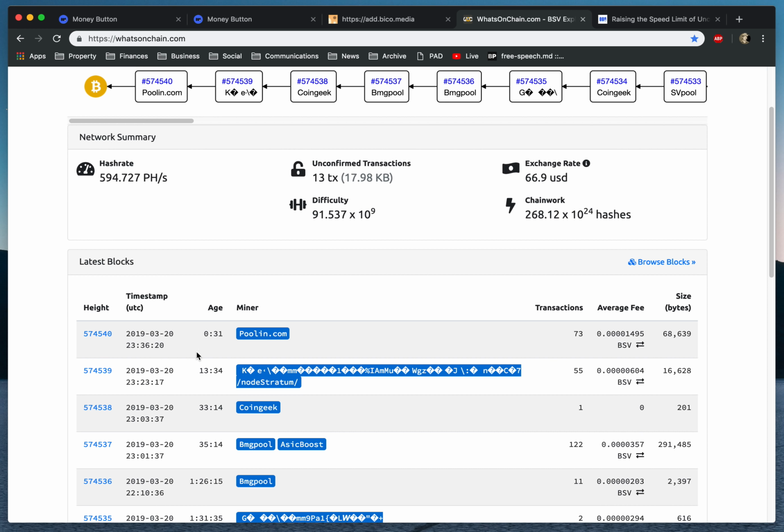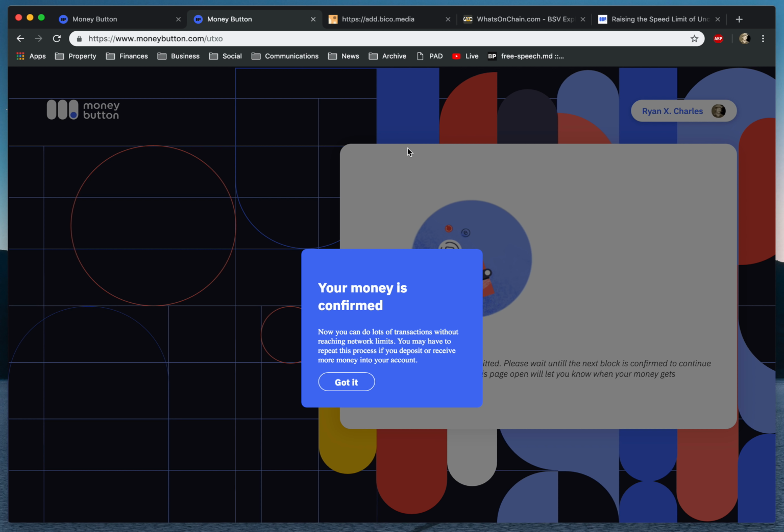Okay, wait. I think we might have just gotten lucky. It says there was a block 30 seconds ago. So if we're lucky here, okay, wait a second. Let me look at my, oh, it says we're confirmed. Okay, perfect. Well, we actually got kind of lucky there. That's perfect for this video that happened relatively quickly.